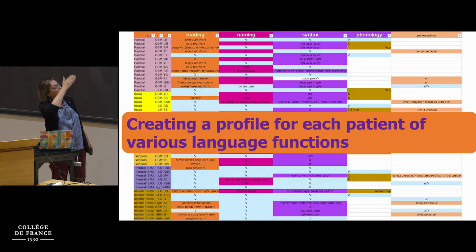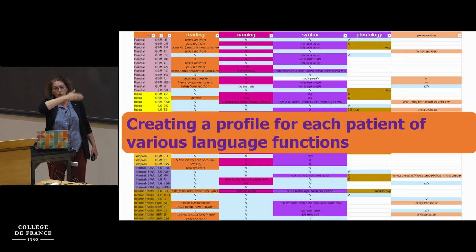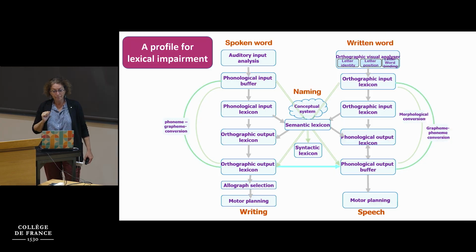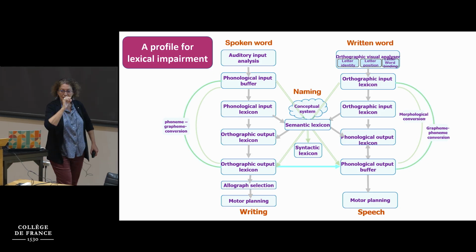And this is how we create a profile. You can see each line is a patient, each column is a different domain, and we create a profile for each patient. But a profile that we can actually draw.